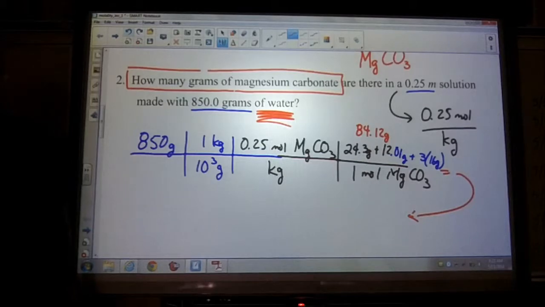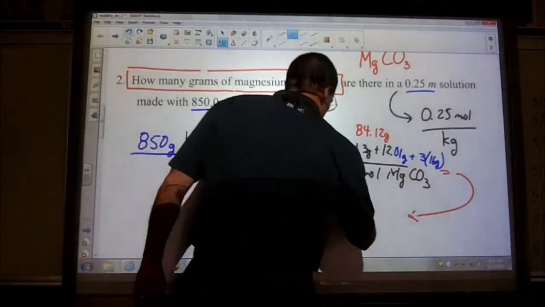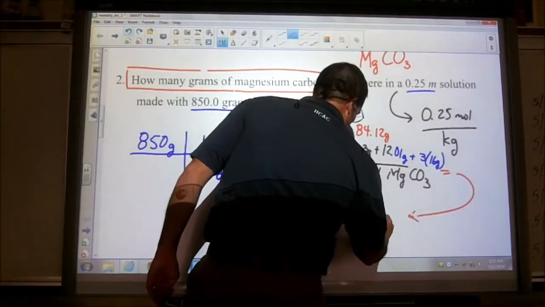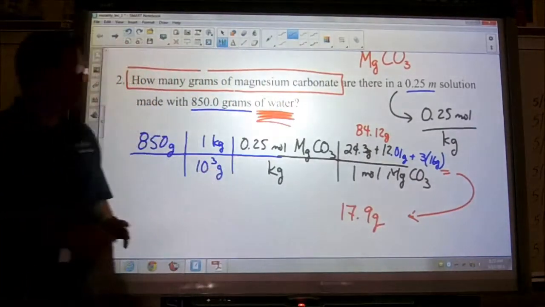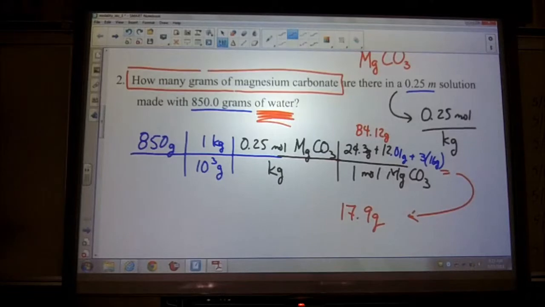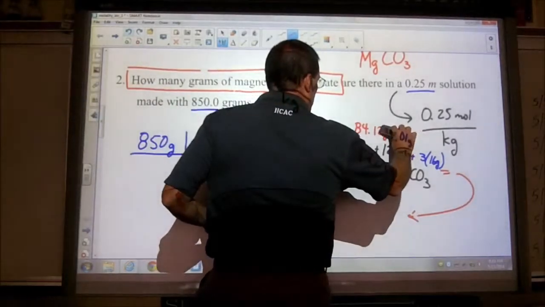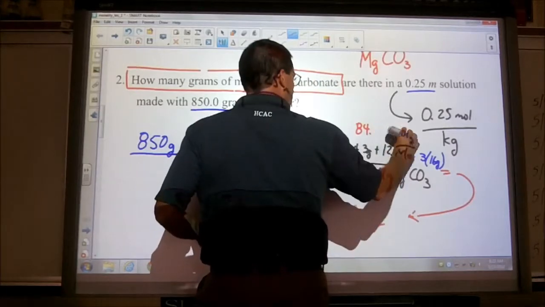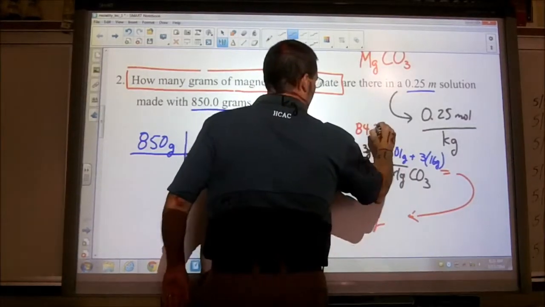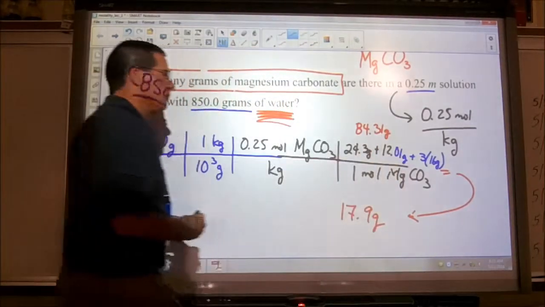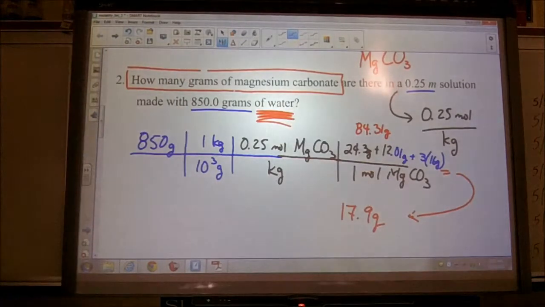Did anybody type that in yet? Yeah, I got 17.9. And that's 17.9 grams of magnesium carbonate. Okay. Sorry, that's actually 84.31. Whoa. Well, that's interesting. That was cool. 31 grams, sorry.